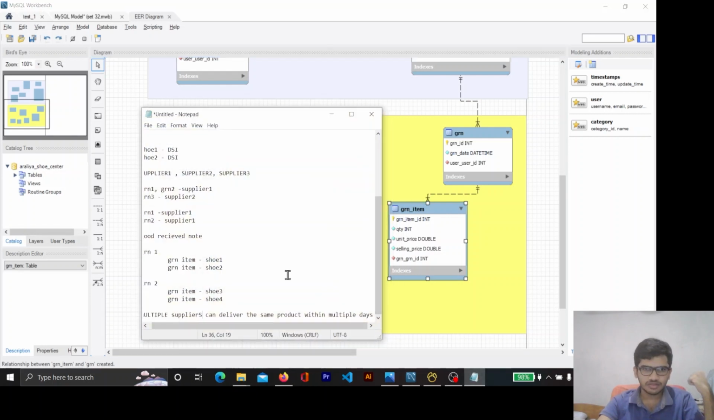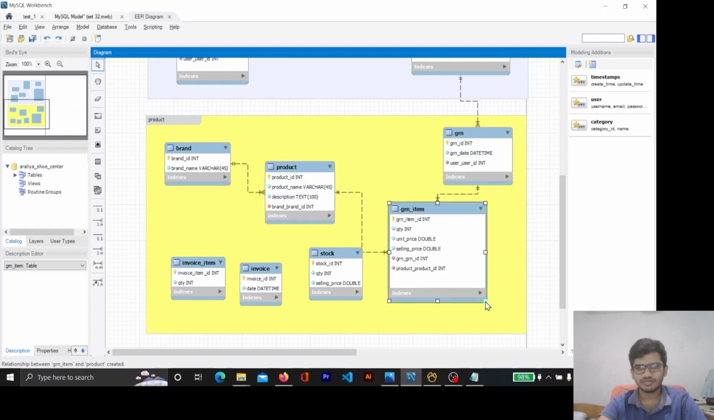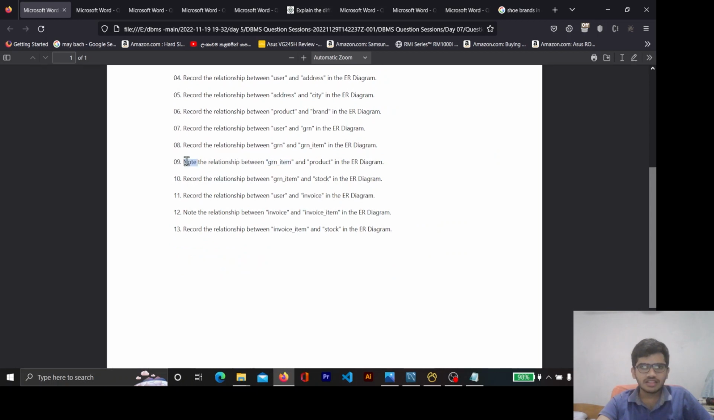So suppose GRN item 1 is shoe 1. GRN item 1 couldn't be shoe 2 or shoe 3. So this is a no, this can't be happening. GRN item 1 shall include one product, so it's a one-to-one relationship. First select the repeating side and then the non-repeating side. And that answers the 9th question.